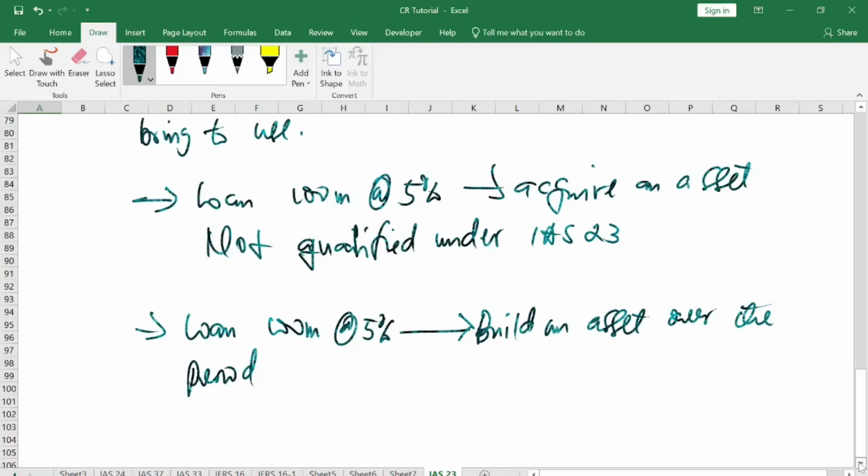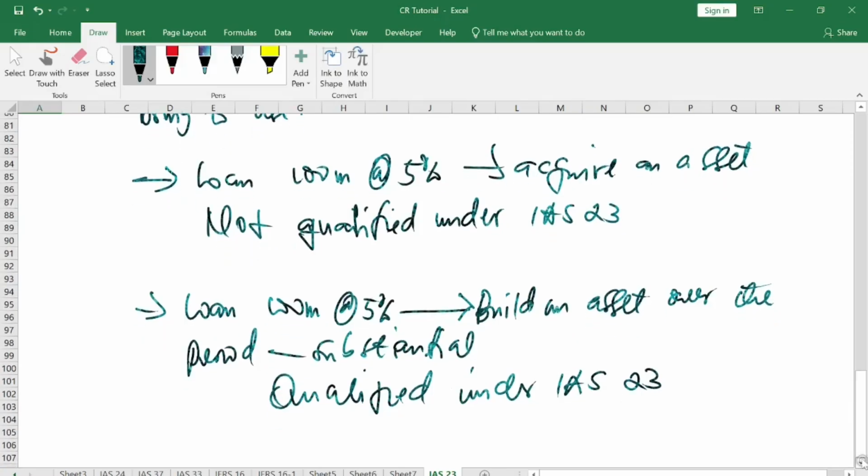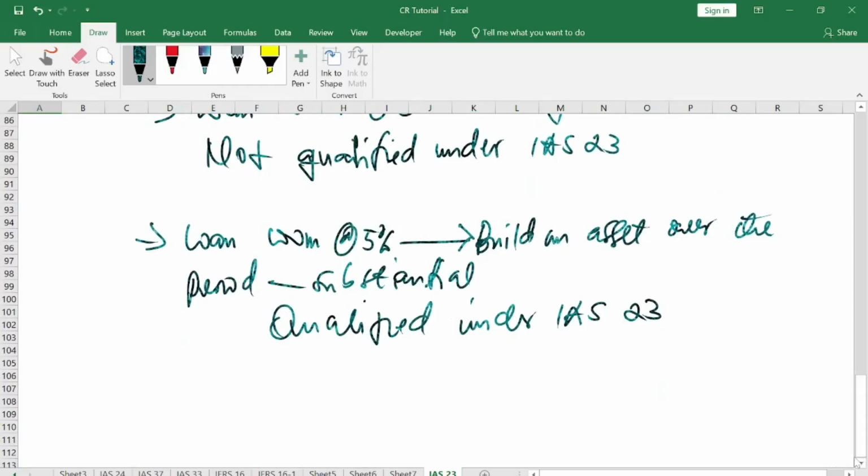So the period could be 6 months, 1 year. It should be a substantial period, right? So when you do this, it is qualified under IAS 23. This is what we call a qualifying asset. The reason it becomes a qualifying asset is that the interest charged on the loan will be capitalized on it, so that we can use that as a basis to determine the measurable value of that asset.